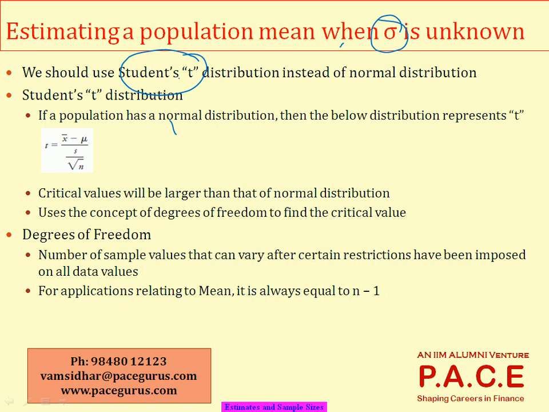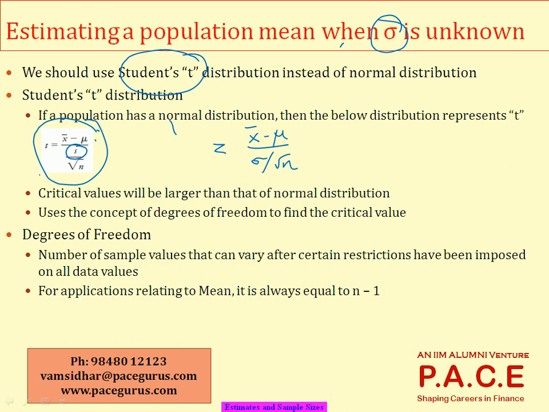We cannot use the Z distribution or the standard normal distribution. In that case, we have to resort to something called the t distribution instead of the normal distribution. It looks similar to your normal distribution. In the normal distribution, we were using x bar minus mu by sigma by root n. If I don't have the population variance, I will find the variance from the sample itself and use it directly. So s by root n, where s is the formula for sample standard deviation.